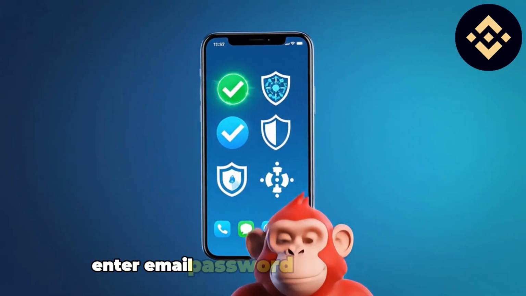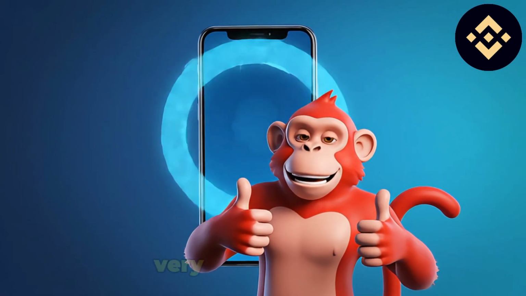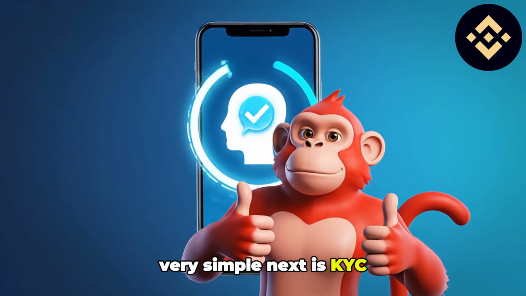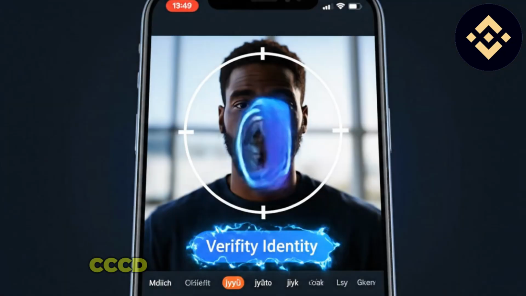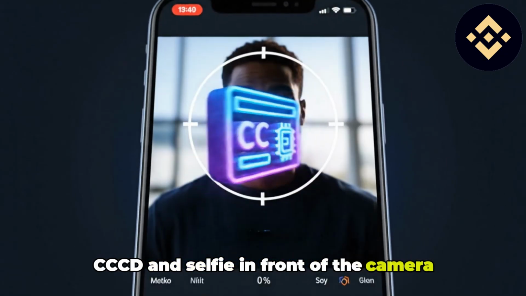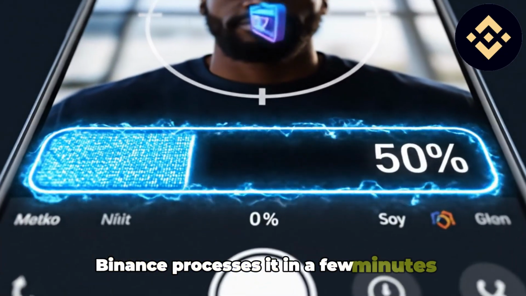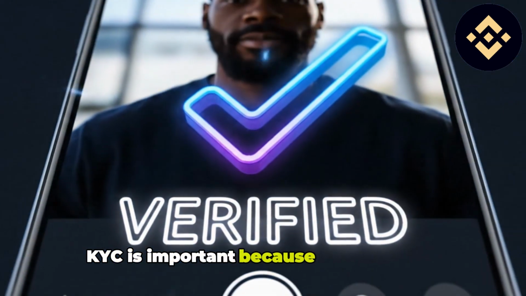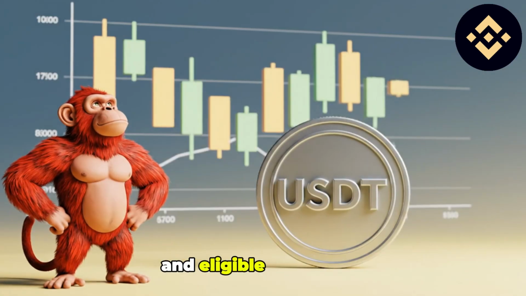Enter your email and password, then verify your email. Very simple. Next is KYC. Take a photo of your ID card, CCCD, and a selfie in front of the camera. Binance processes it in a few minutes. KYC is important because it keeps your account secure and eligible for trading.